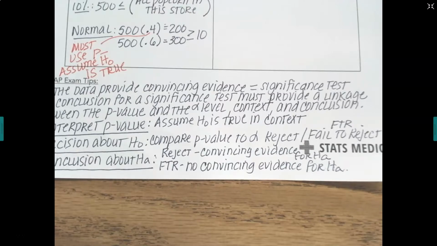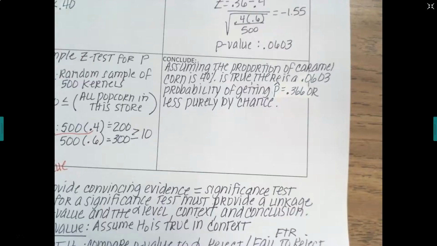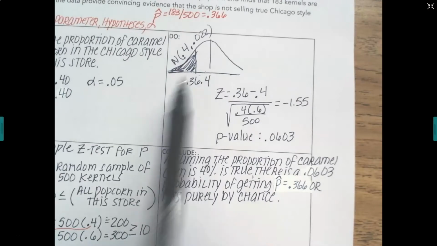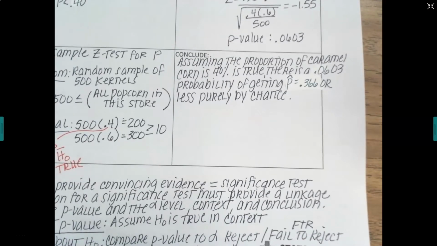So let's go back to our conclusion and see if we can make it include all of these things. All right, so here's the first component of interpreting the p-value. Assuming the proportion of caramel corn is 40%, that's our null, is true, there is a 0.0603 probability of getting p hat equals 0.36 or less. It's referring to this right here, purely by chance. Okay, so we interpreted the p-value.